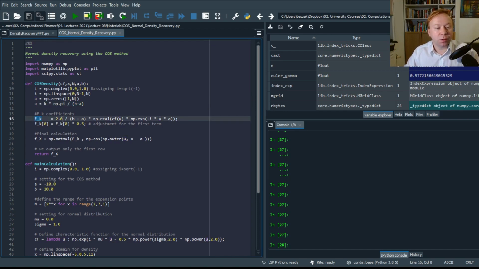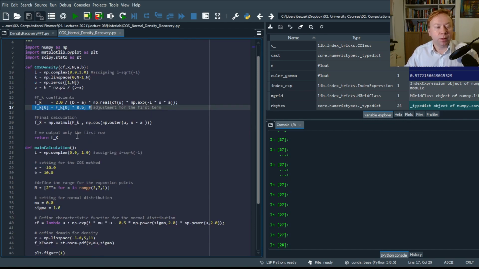And then we have coefficients, which, again, are a constant part times the real part of the characteristic function multiplied with an exponent. This is the key, let's say the heart of the COS method, the part where we connect the coefficients with the characteristic function. Something not to forget is that the first element has to be adjusted to be multiplied by half. Then, at the end, the final calculation is the summation of all the terms. Here I did it in matrix notation so that we have a fast calculation, so we can do it for multiple x's at the same time.